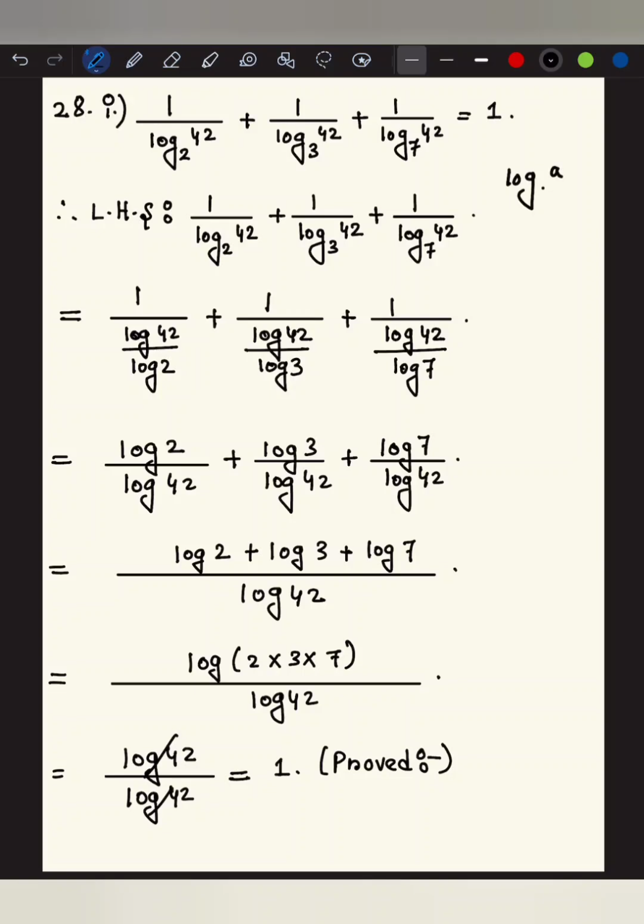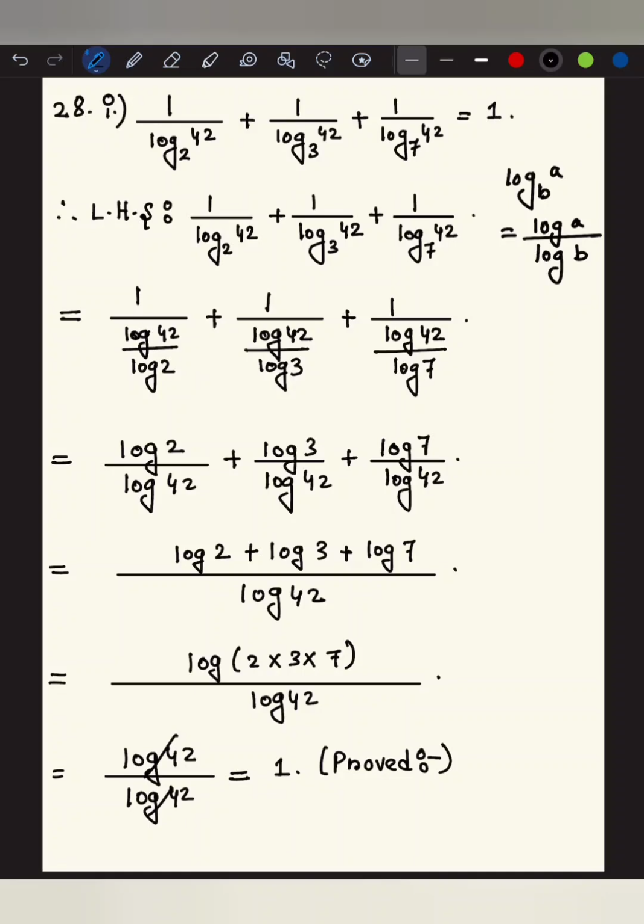we have learned this in the base changing formula. Log a base b can be written as log a by log b. Got it? So I have written it like this. Log 42 base 2 can be written as log 42 by log 2. Similarly, log 42 base 3 can be written as log 42 by log 3. And log 42 base 7 can be written as log 42 by log 7. Understood?